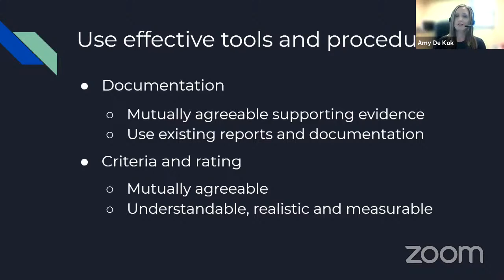Ultimately, the board gets to decide what the criteria is. So if you can't come to an agreement, ultimately the board can decide, but I think it's best to try to come to an agreement on that. At the end of the day, the most important thing in terms of the criteria and the ratings you're going to be using to evaluate is making sure that everybody understands them, that they're realistic criteria and ratings to utilize, and that they are measurable. Because at the end of the day, that's what you're doing. You're measuring progress, you're measuring performance.